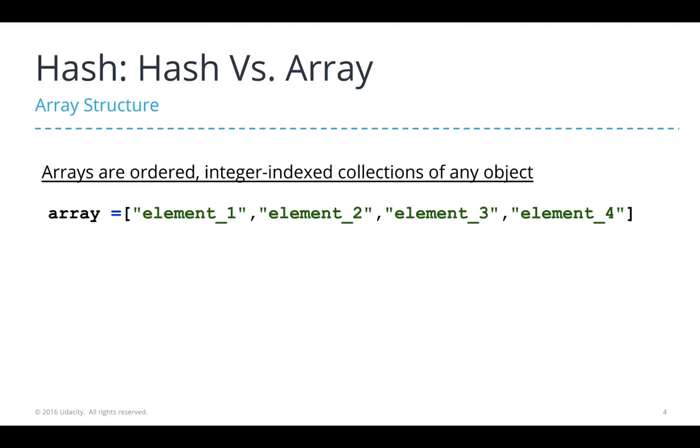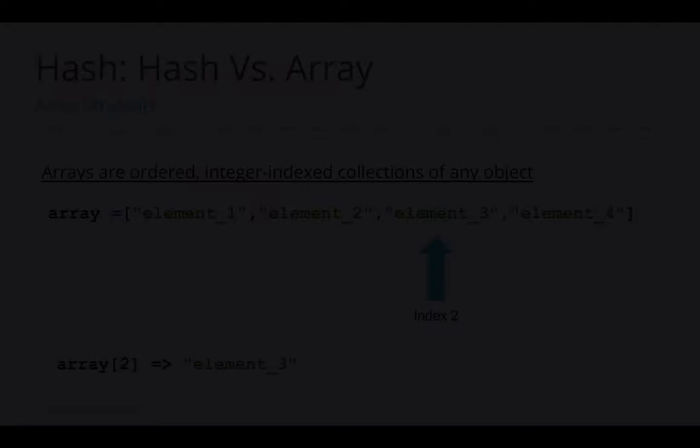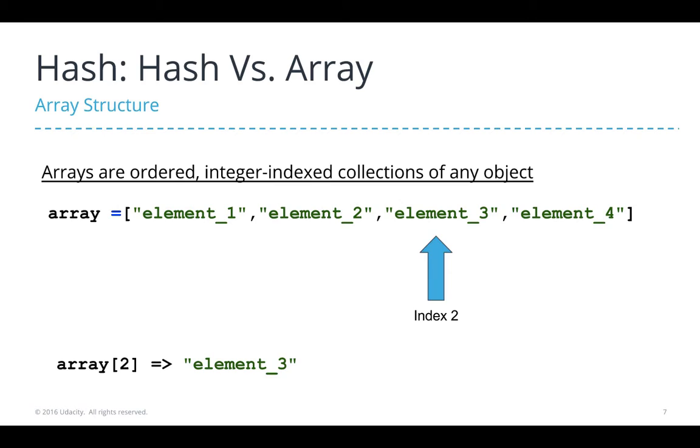So let's look at the way an array is structured. Arrays are ordered integer-indexed collections of any object. When examining elements within an array, elements are ordered by their index. Element 1 is located at index 0. Element 2 is located at index 1, element 3 at index 2, and element 4 at index 3. All indices start at 0, and this is an example of where order matters.